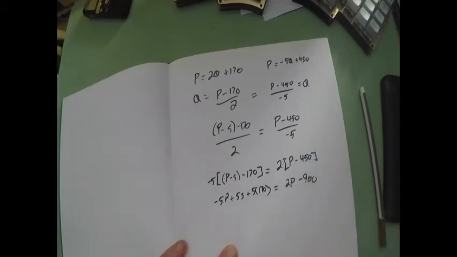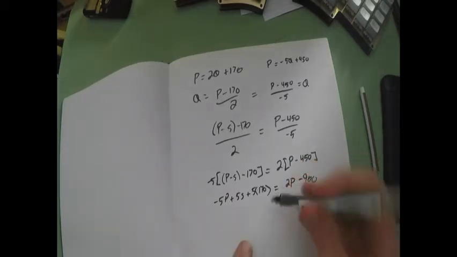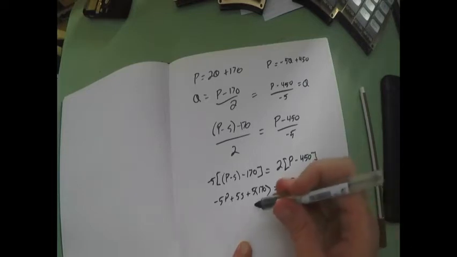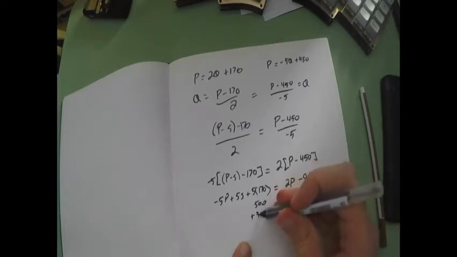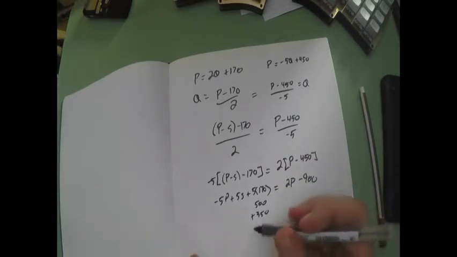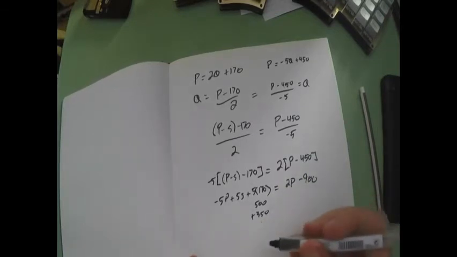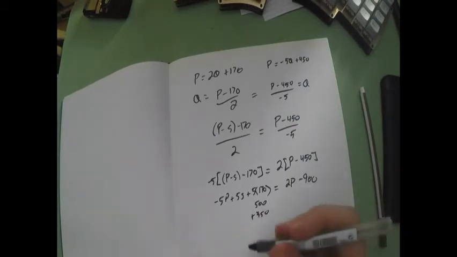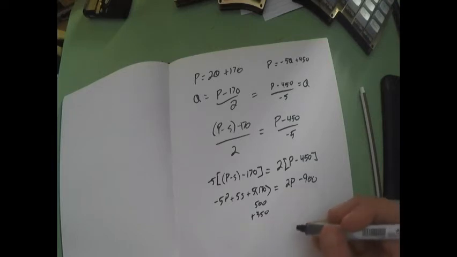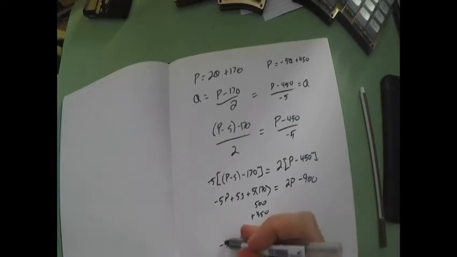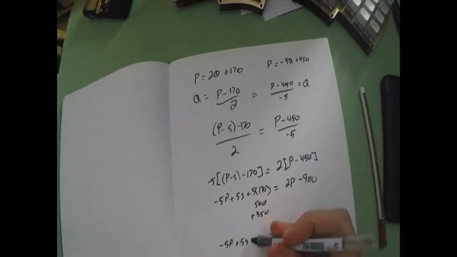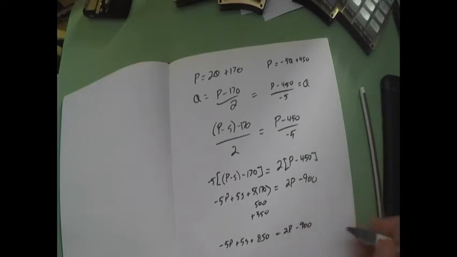So 5 times 7 is 35. 5 times 70 is going to be 350. 5 times 100 is going to be 500. So 500 plus 350. Pretty sure that's right. So what do we got now? We're going to move S over to one side. We're going to isolate for P. So, well, we got the positive P over here. Let's go ahead and move in that direction. Actually, let's tidy this up a sec first. So minus 5P plus 5S plus 850 equals 2P minus 900.